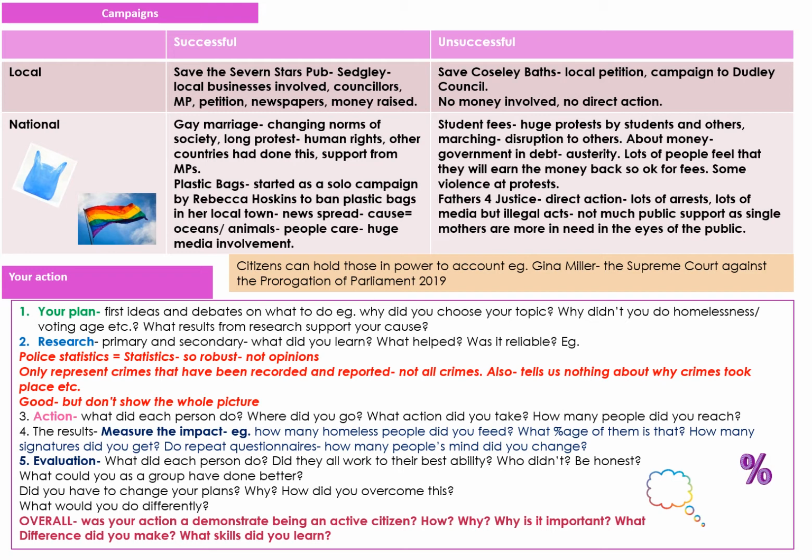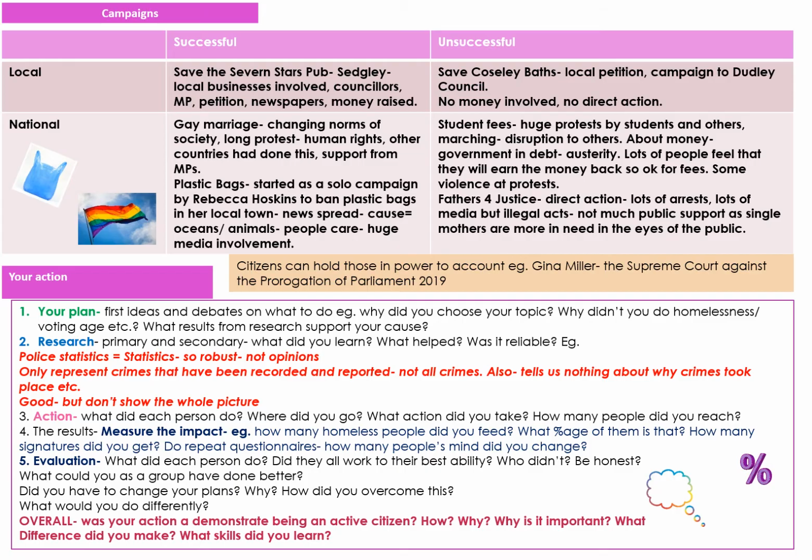If we look at national campaigns then, the campaign to legalise gay marriage, we know there are changing norms in society, and this was a long protest where people endeavoured to carry on campaigning. It concerns human rights, and other countries had done this before us. There was lots of support from MPs.